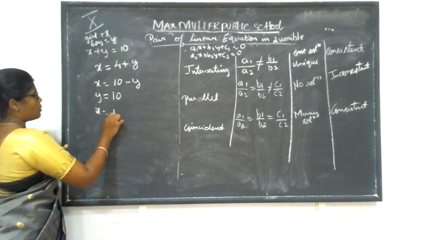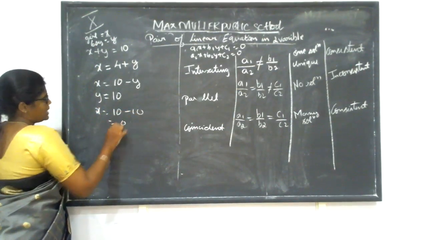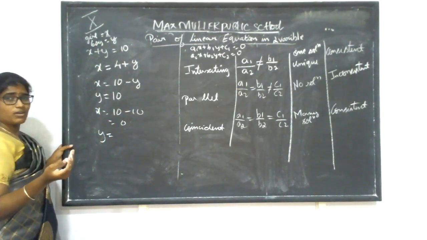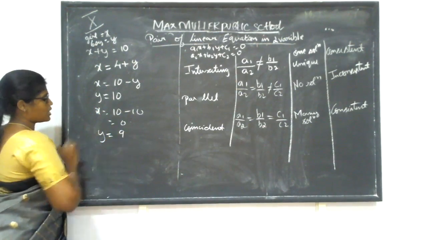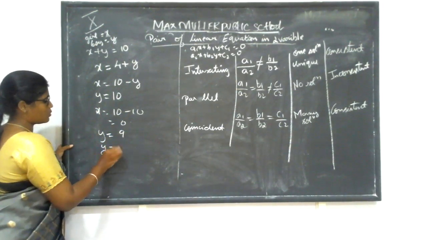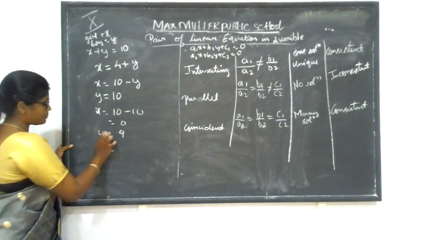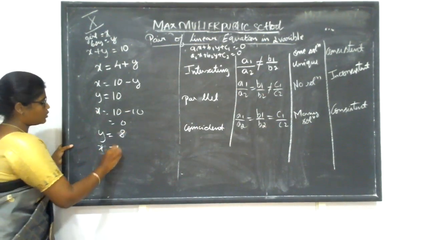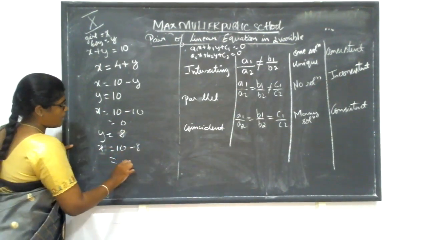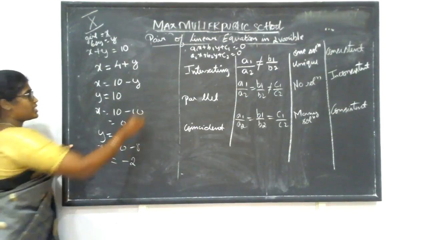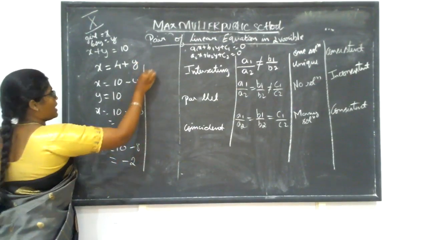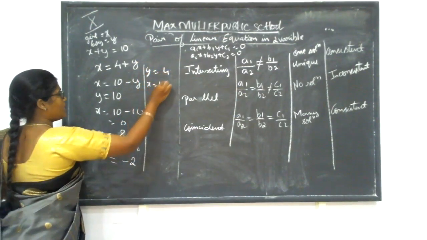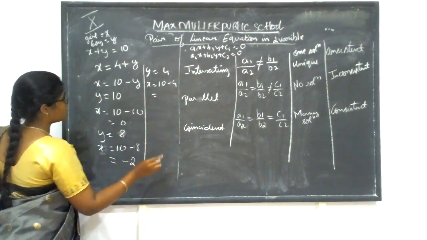So what happens? x is equal to 10 minus 10. 10 minus 10 is what? 0. Simple. Then what will you take next? You take y is equal to 9. If you take y is equal to 8, x will be equal to 10 minus 8. 10 minus 8 is what? 2. Then next one, y is equal to 4 you take. If y is equal to 4, x is equal to what? 10 minus 4. 10 minus 4 is what?